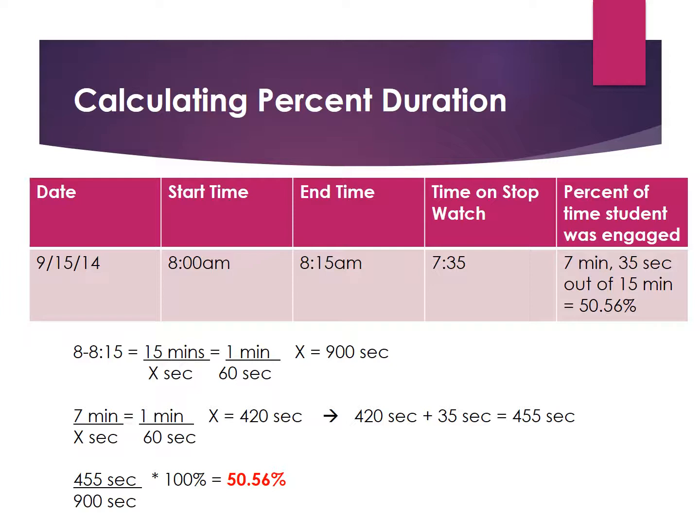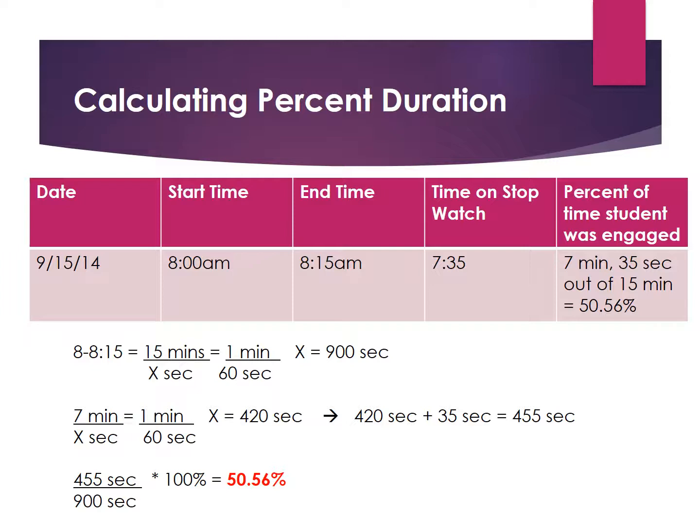After the observation, you need to take the duration of time and calculate a percentage of time that student was engaged in that behavior. Here's an example on the screen of how you can record the percentage of time the student was engaged in that behavior. You have the date, you record the start time, you record the end time, and then you also record the time on the stopwatch, so the total amount of time that student was engaged in that behavior. This needs to be converted into a percentage of time.